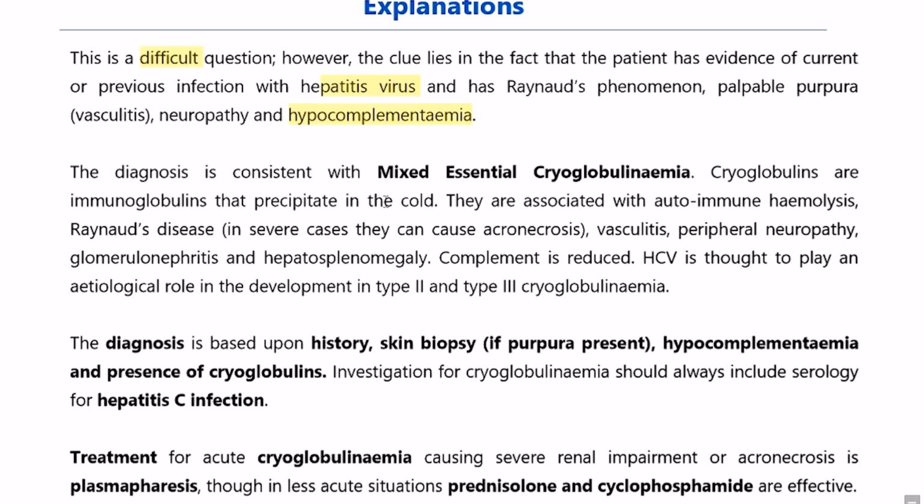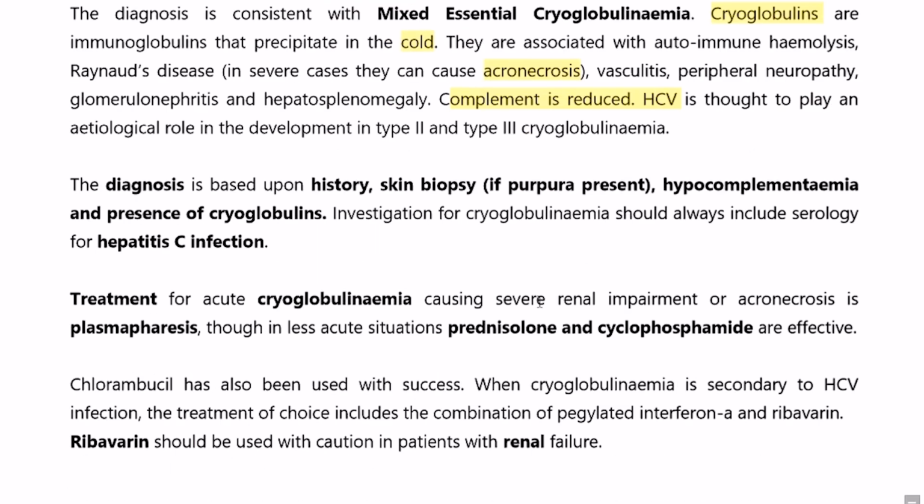Cryoglobulins are immunoglobulins that precipitate in the cold, so cryo means cold. They are associated with autoimmune hemolysis and Raynaud's disease. In severe cases, they can cause acronecrosis, vasculitis, peripheral neuropathy, glomerulonephritis, and hepatosplenomegaly. Complement is reduced. Hepatitis C virus is thought to play an etiological role in the development of type 2 and type 3 cryoglobulinemia. Diagnosis is based on the history and skin biopsy.